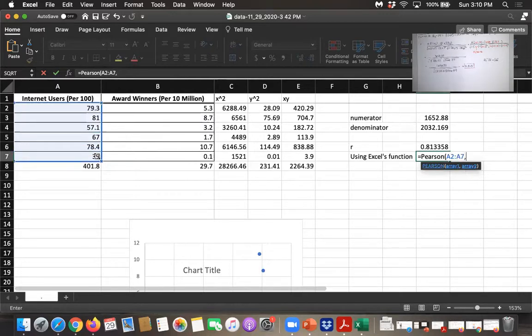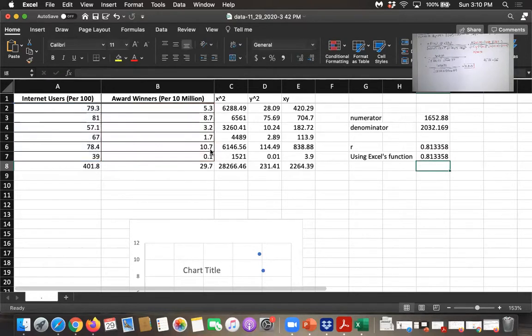Make sure you don't include the sum. And then in the second array, I want all the Y values. Notice that Excel has highlighted it in a different color. That's exactly what you want. And then hit return and see we get exactly the same value for R.